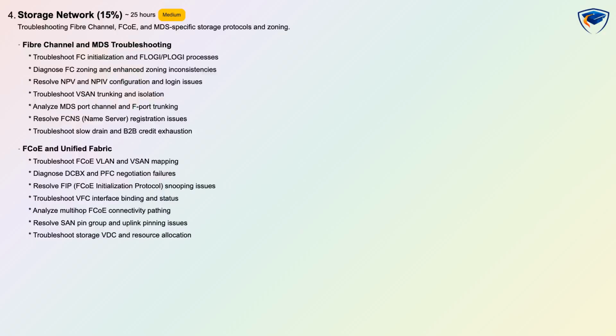For FCoE and Unified Fabric you will analyze VLAN to VSAN mapping, DCBX and PFC negotiation failures, FIP snooping issues, VFC interface binding and multi-hop connectivity, plus SAN pin group and resource allocation troubleshooting.